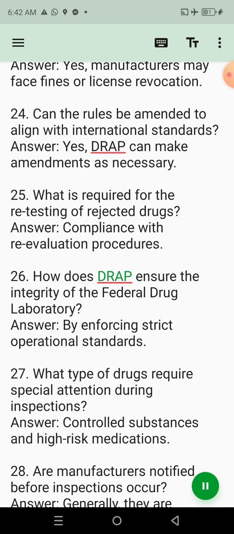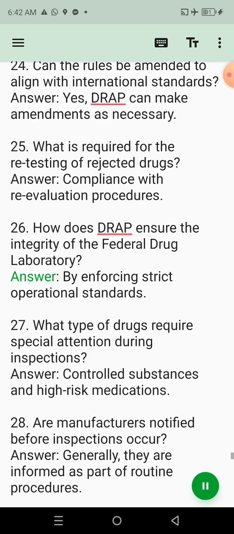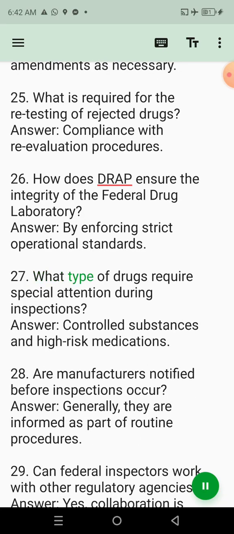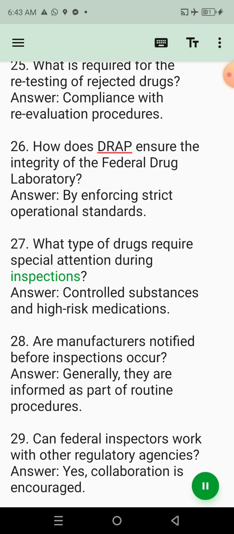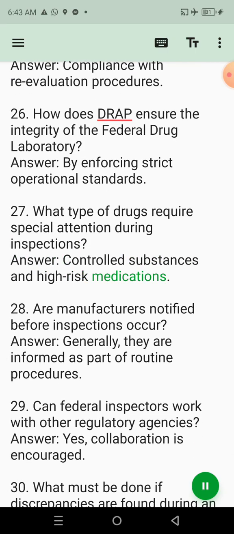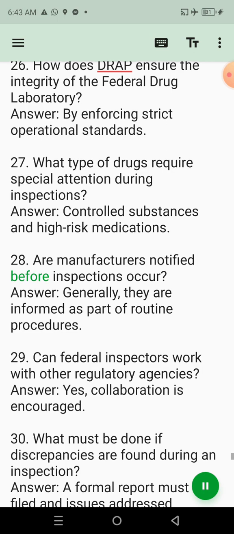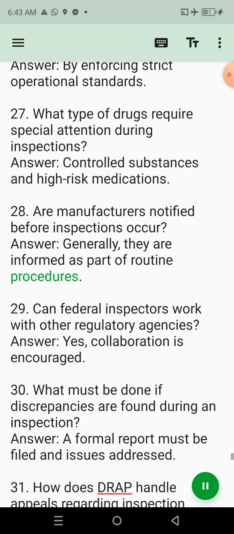26. How does DRAP ensure the integrity of the Federal Drug Laboratory? Answer: by enforcing strict operational standards. 27. What type of drugs require special attention during inspections? Answer: controlled substances and high-risk medications. 28. Are manufacturers notified before inspections occur? Answer: generally, they are informed as part of routine procedures.